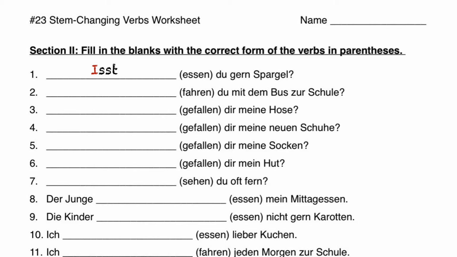In this sentence we have "du" again, so we have to use the du form, so that would be fährst. So we have: Fährst du mit dem Bus zur Schule? Do you ride the bus to school?